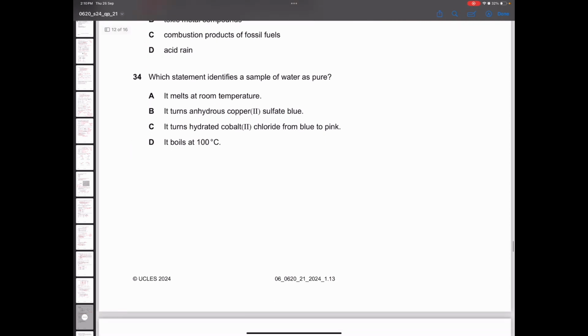When you want to check whether a particular substance is pure, you will check whether it is boiling at its specified boiling point. If it does not boil at 100 degrees Celsius, then the water is not pure. So the answer is D.